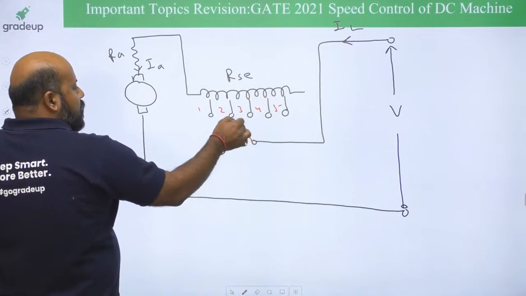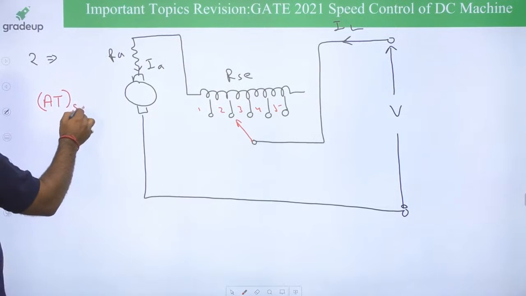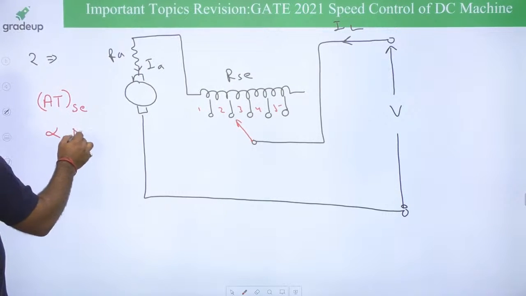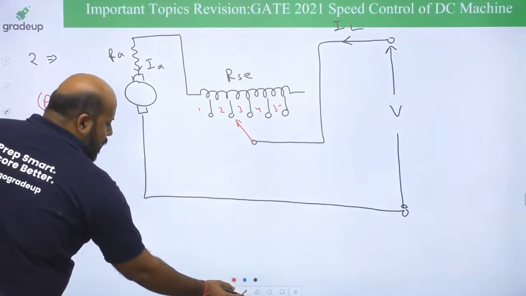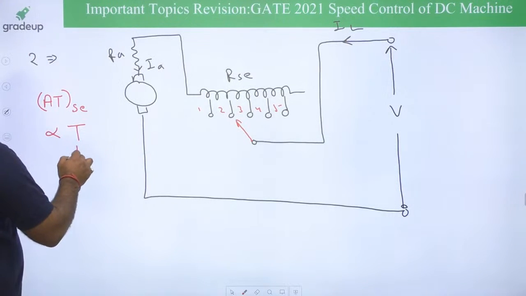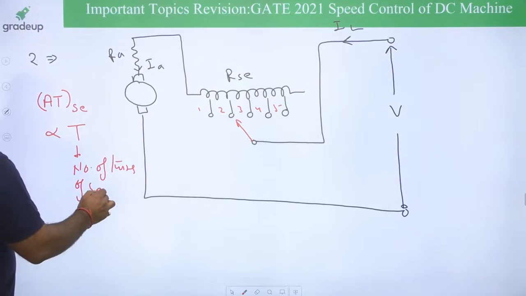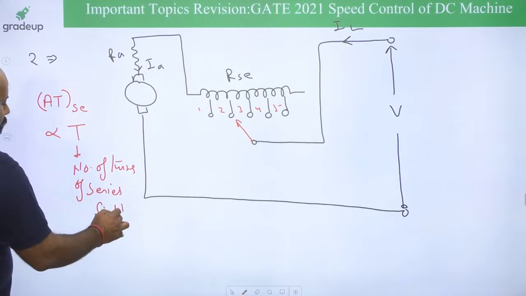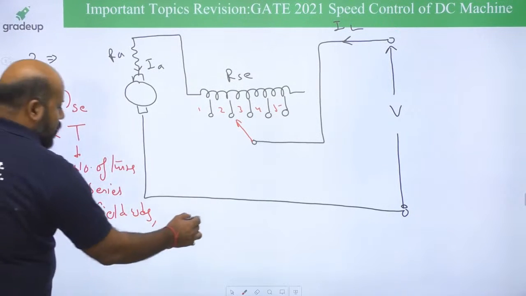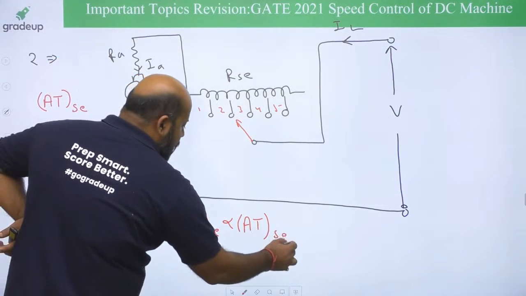Now depending upon to which terminal you are going to connect, the number of turns of the field winding connected to the circuit changes, and you will be having ampere turns of the series field. They are going to be directly proportional to the number of turns, or better write it T, if you have any confusion with n, T, that is the number of turns of series field winding. And you know that the series field flux is also going to be directly proportional to the ampere turns of the series field winding.